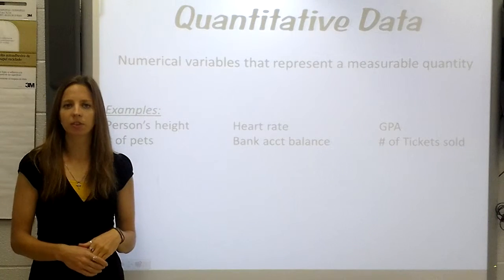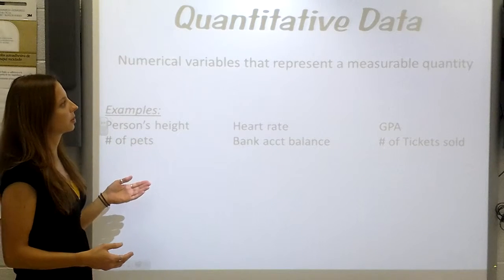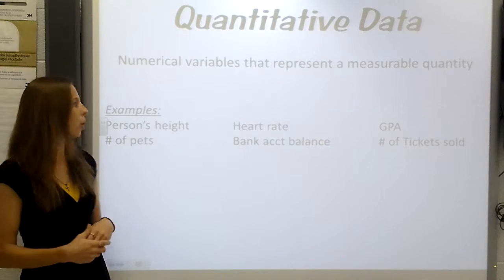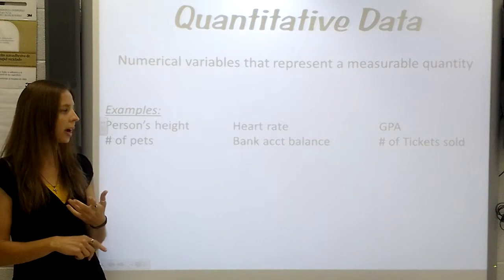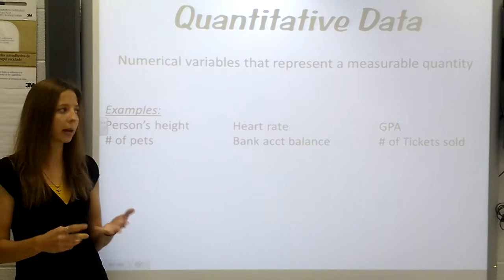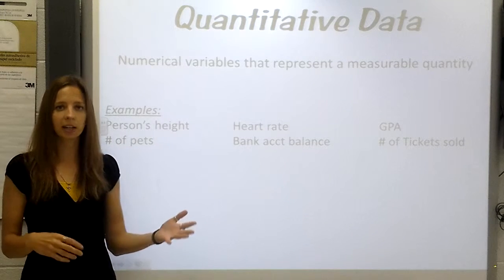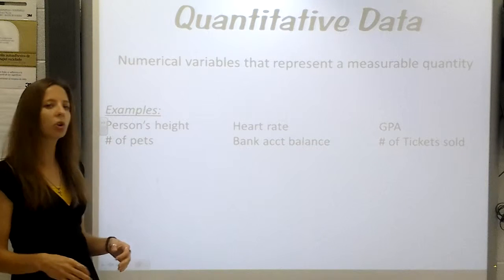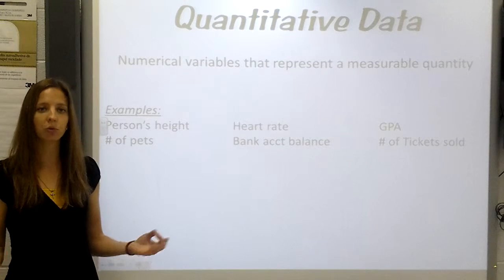So now let's get into some of the quantitative data. These are numerical variables that represent a measurable quantity. So when we talk about height, heart rate, bank accounts and balances, the number of tickets sold at stadiums across the country. Those are all quantitative values. We can measure and count those numbers.